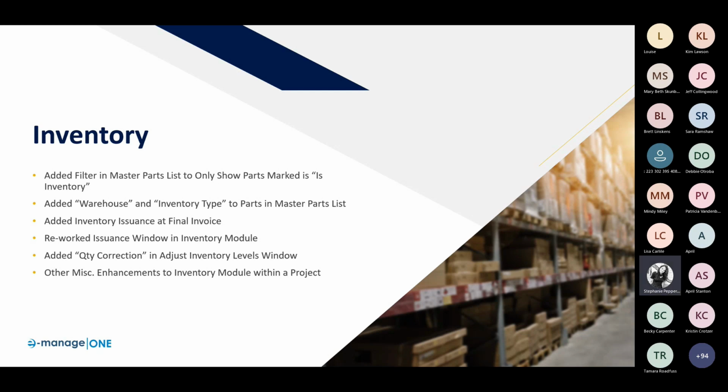We've also added an inventory issuance at the final invoice. So there's a pop-up that's going to take place if for some reason you didn't issue your inventory. So allocate it is what I recall that it's labeled as. Ravi, definitely correct me if I'm wrong on this. I haven't played with this a whole lot, but it's definitely being tested by some of our other users and our support staff. But basically what it's going to do is prompt you to make sure that you've issued the inventory.